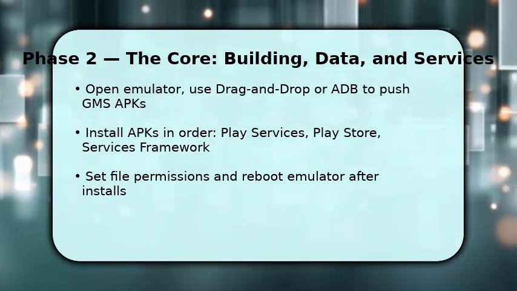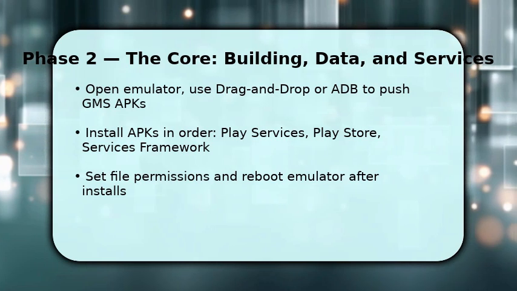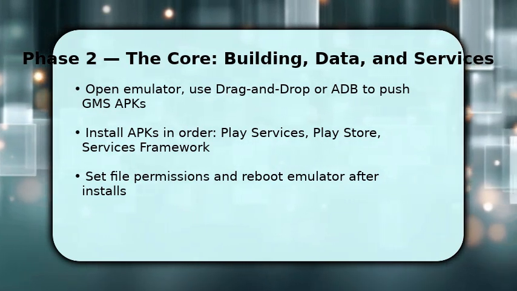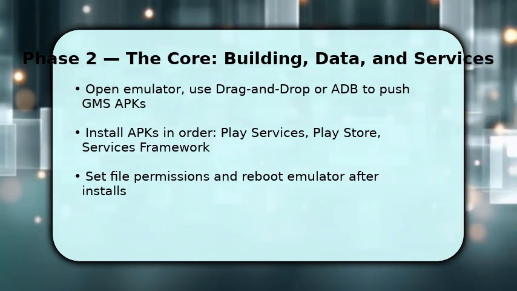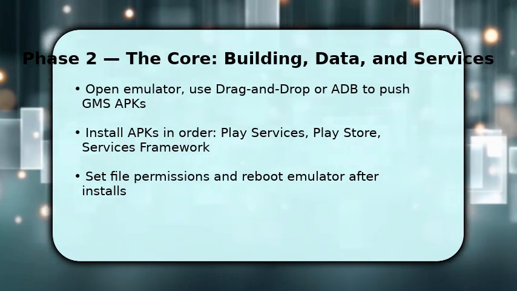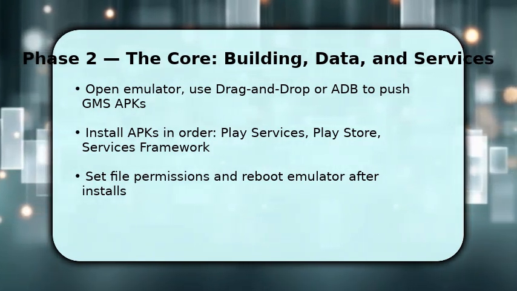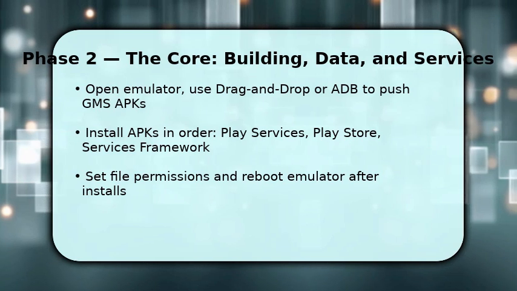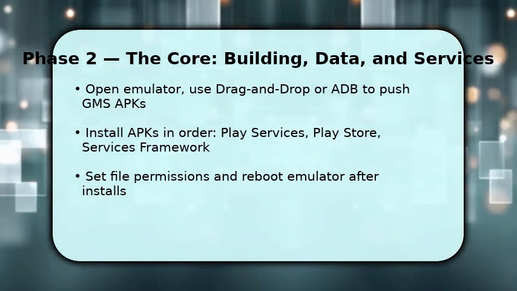for install errors. Once installed, use a file manager or shell to set appropriate permissions, then clear cache for Play services. After that, reboot the emulator to ensure services register. This sequence ensures dependency loading and avoids crashes on first launch.